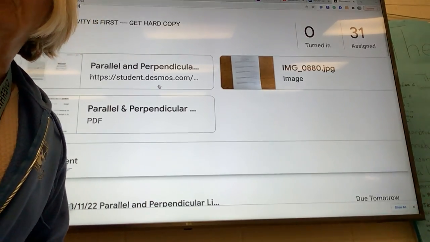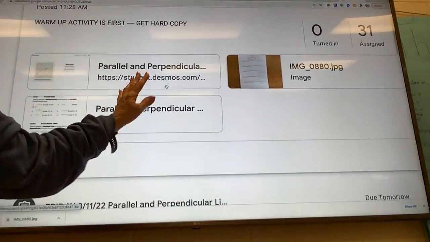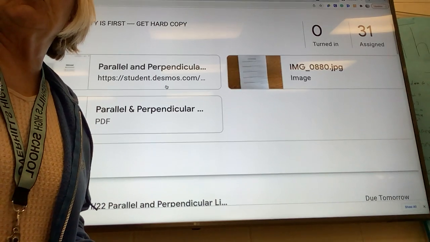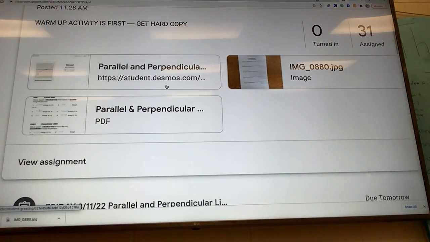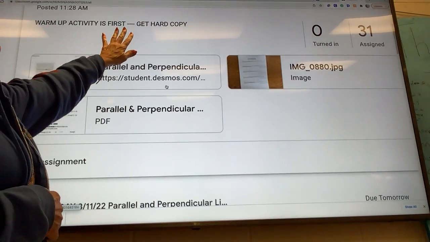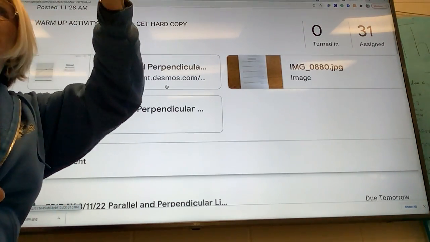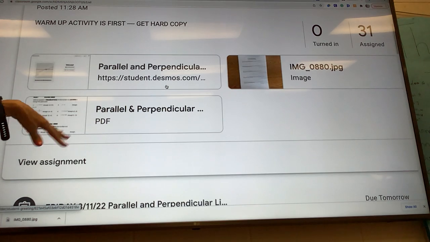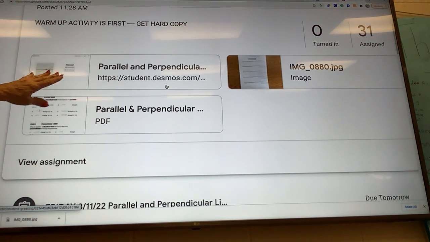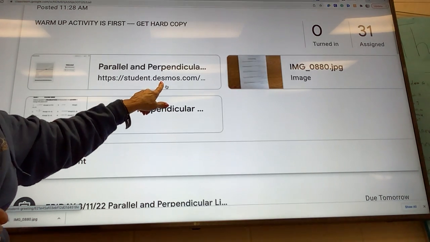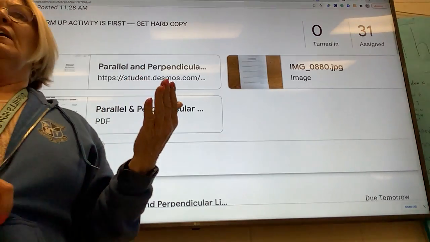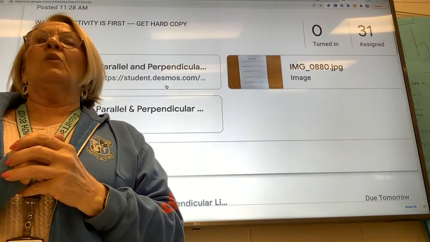And I didn't videotape first period, so I am going to videotape today. The only reason I have this up here is to show you that that's today. It's dated for today. This is today's thing. And it says warm-up activity first. Get a hard copy, which you've already gotten. That's what you're working on right now. I put it up here because I wanted you to see that there is an activity. This is called a Desmos activity. It's not the calculator. It's an activity. But you're not ready for that yet.